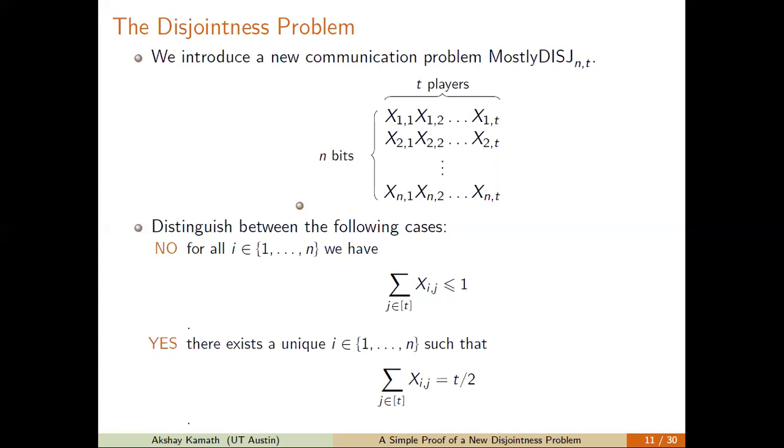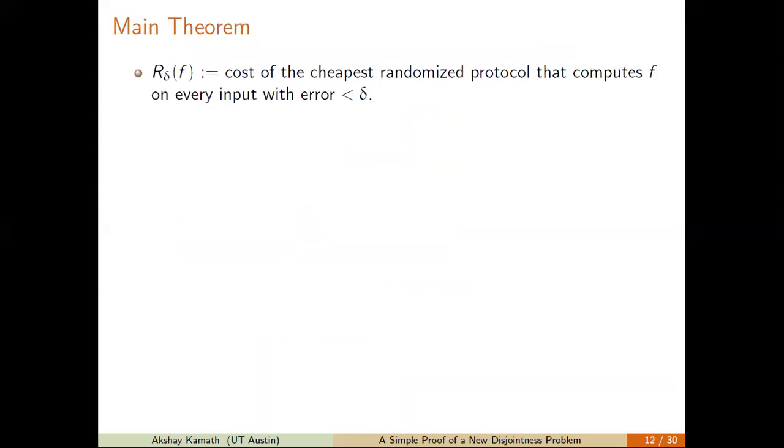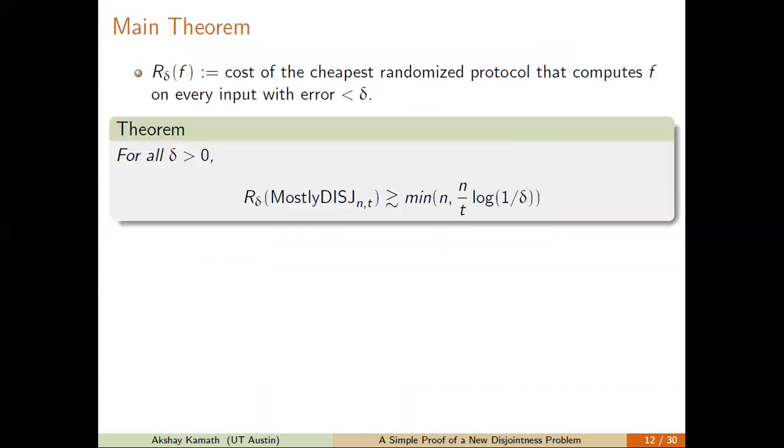Phrasing the problem in this fashion doesn't change the reduction that we viewed for FP estimation much, and we can derive a similar lower bound in that case. However, observe that it's not as easy to come up with an upper bound for this new version of disjointness. So the theorem that we wish to prove is a lower bound on the randomized communication complexity of mostly disjointness with t players and n coordinates.